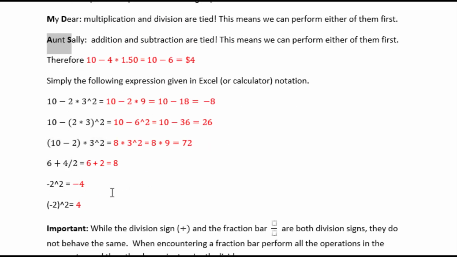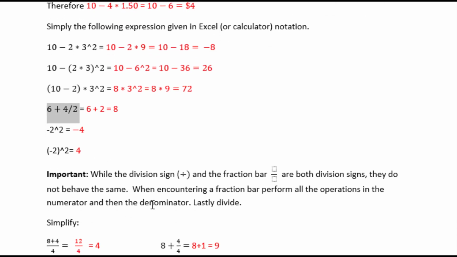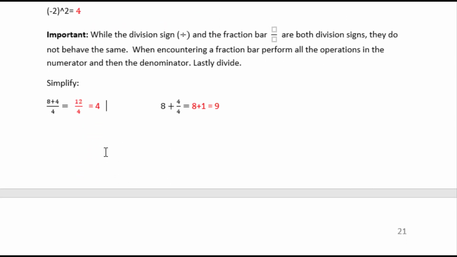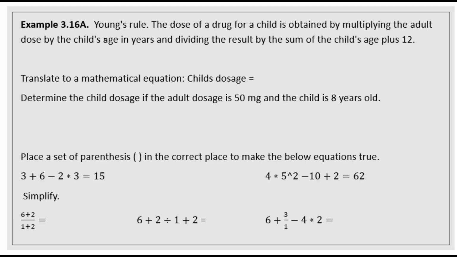And here's a couple other examples that you probably should go over. A big one being things like this, and it's spelled out really clearly here. 8 plus 4 divided by 4 is 12 divided by 4, which is 4. 8 plus 4 over 4 is 9. You cannot cancel these 4s in division. They're not factors. 4 is not a factor in the numerator. It's being added. This is actually an Excel problem that you have for Chapter 3.